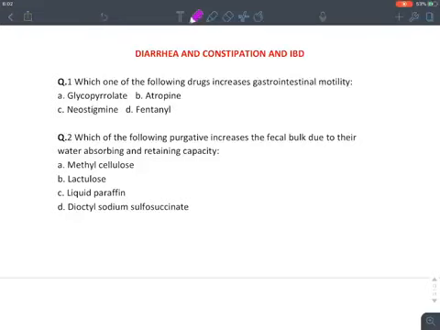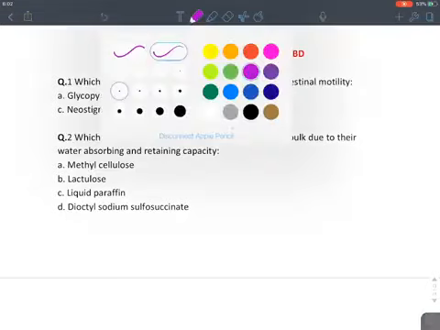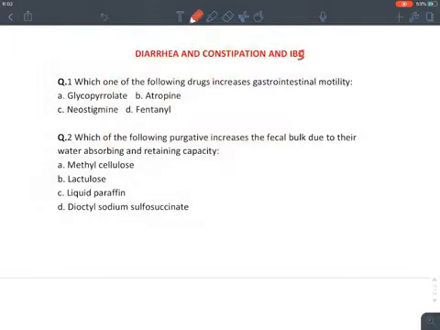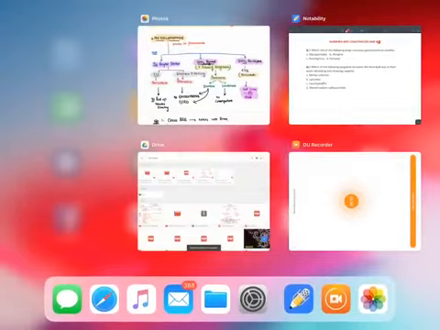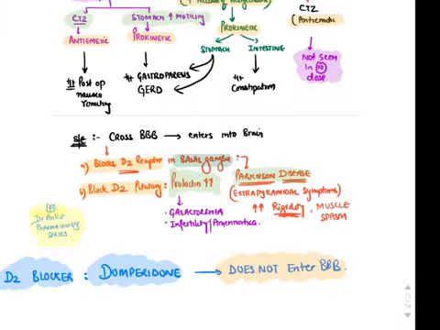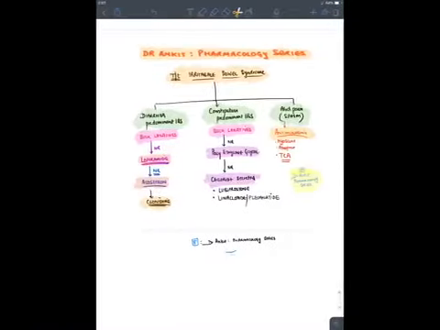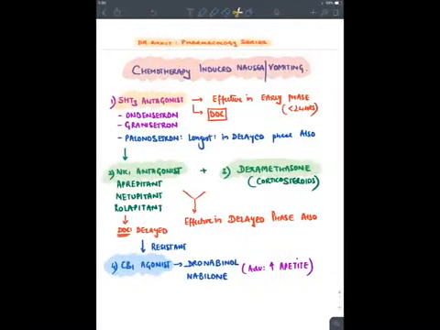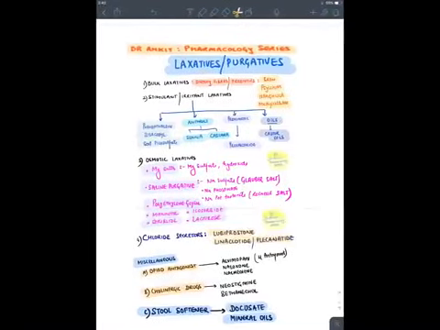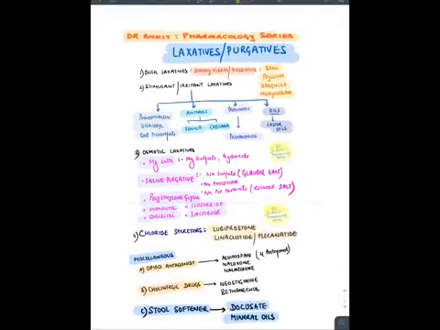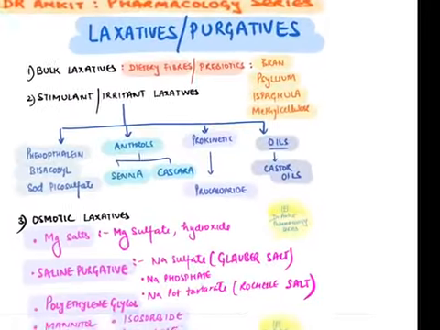So now let's discuss the various drugs which are used for the treatment of diarrhea, constipation and irritable bowel syndrome. Let's see the list of the drugs which are used in various conditions first. The drugs which are used in the treatment of constipation are known as laxative drugs or purgative drugs.